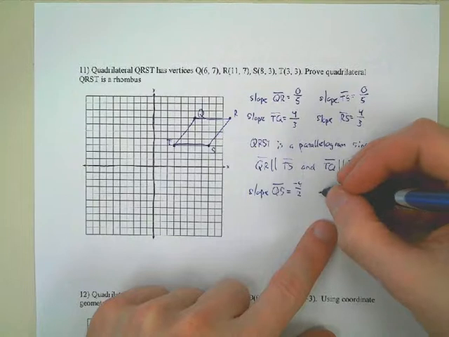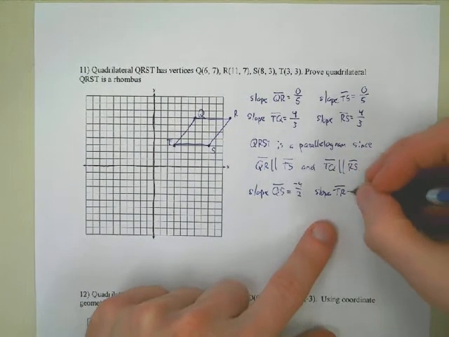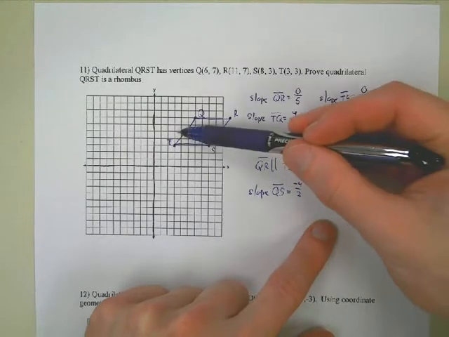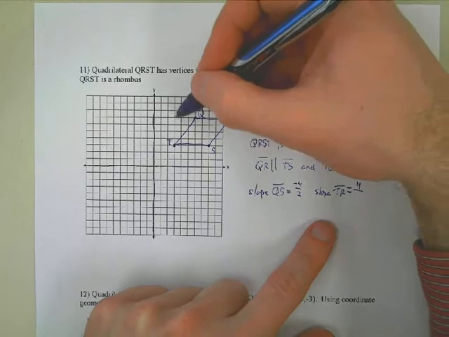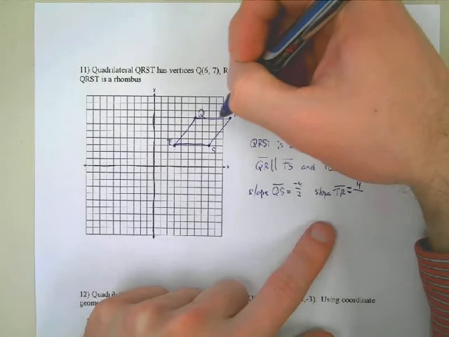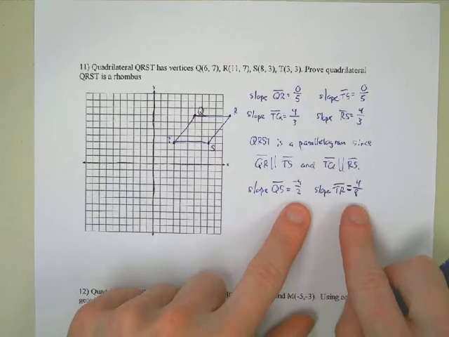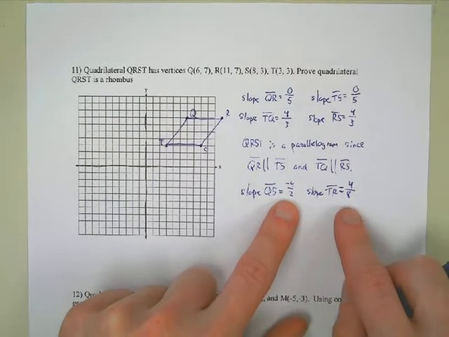And then the slope from T to R, let's see here, goodness, it's up 4, so rise of 4, and then run. Yep, 8. Okay. Alright, so we found those two slopes, Drew, like you said to do. Now what?